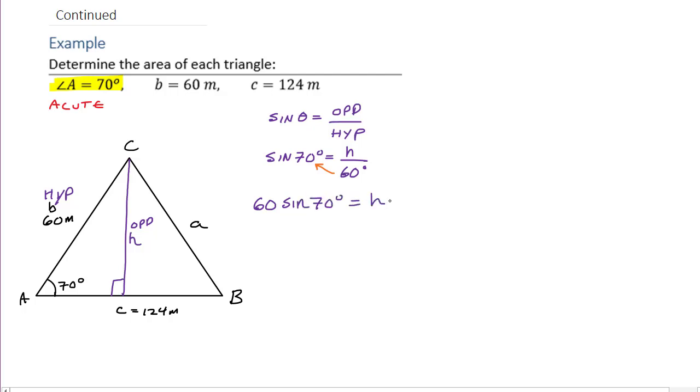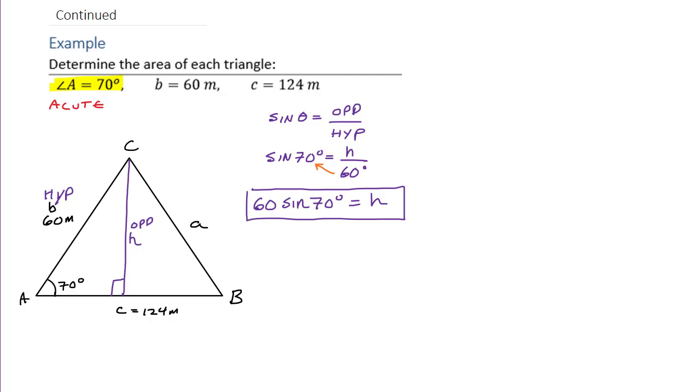All right, so there's my height. Ta-da! Height is 60 times sine of 70. Now, I'm not going to even bother calculating that. It says find the area of the triangle. So I'm just going to leave it like that for now instead of getting a decimal. So area equals base times height, right? Base times height divided by 2.